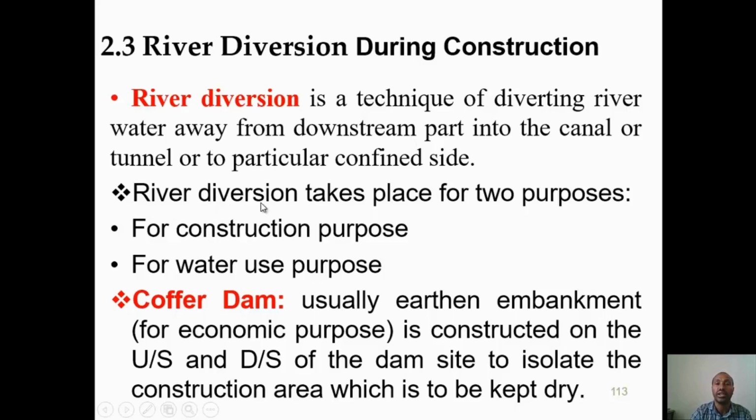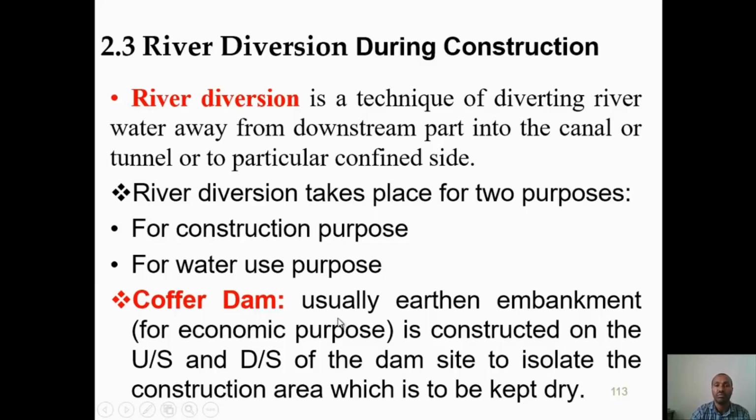So river diversion takes place for two purposes. One, for construction purposes sometimes, and sometimes for water use purposes, for example, for irrigation, for water supply, etc. You can use water by diversion, but for construction also you can divert. So you have these purposes.